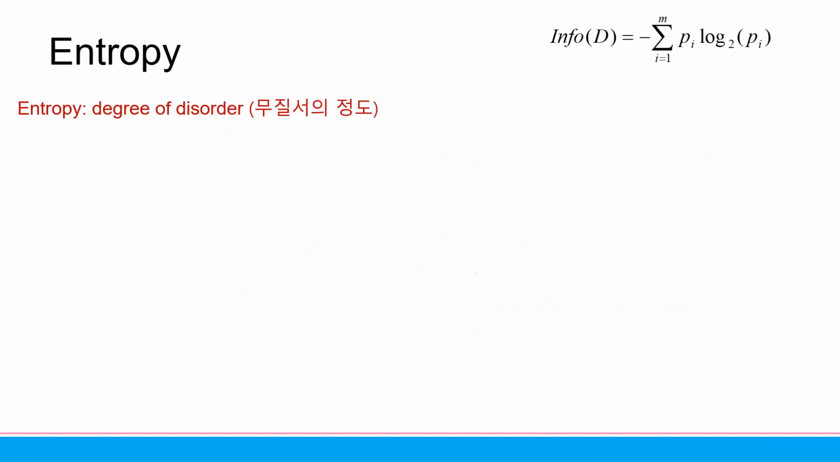Before we go to the examples, I want to explain what is meant by entropy. Entropy is the degree of disorder. Yeah, this one is the Korean, 무질서의 정도.